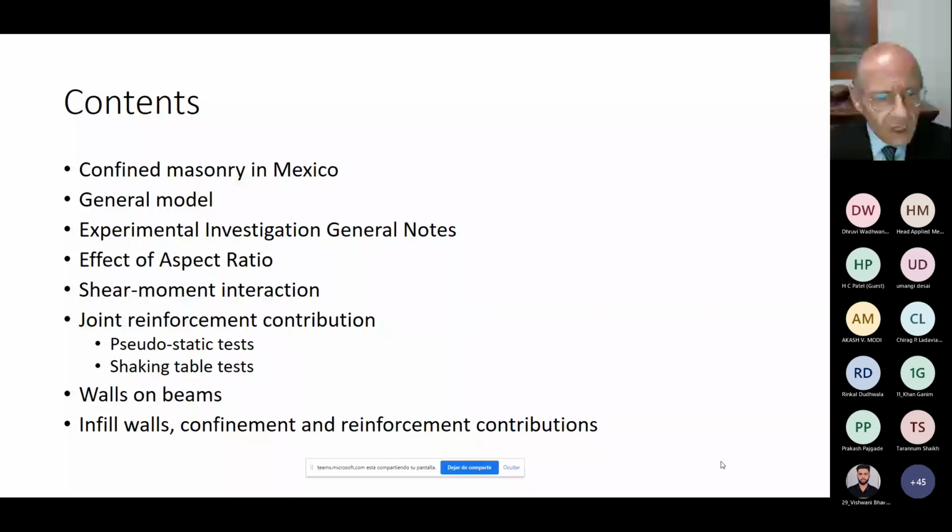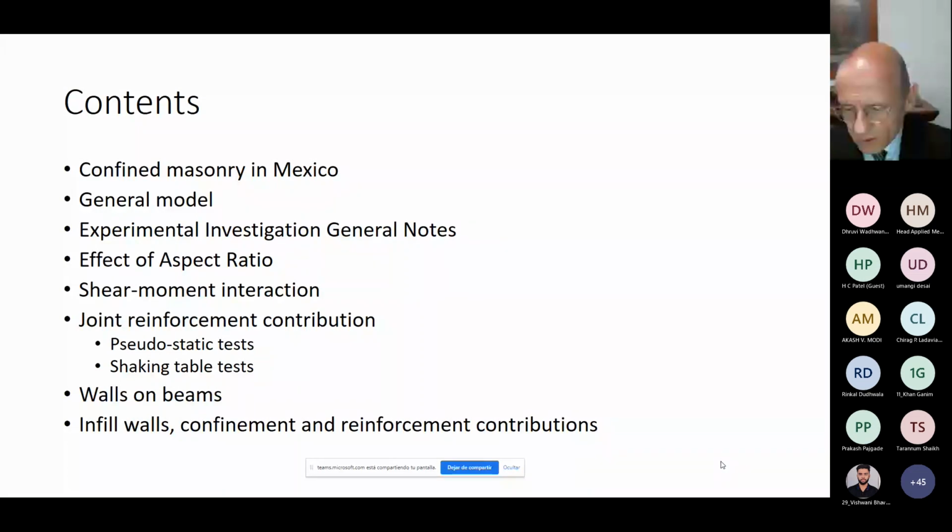And I will show you then some work on walls that are supported on beams. The flexibility of the beams changes the behavior of the walls, and some design needs to be done regarding the beams to be sure that the walls won't suffer damage. And finally, I will present some infill walls. In this last experimental work, we try to understand the contribution of the confinement and also joint reinforcement in this type of walls.